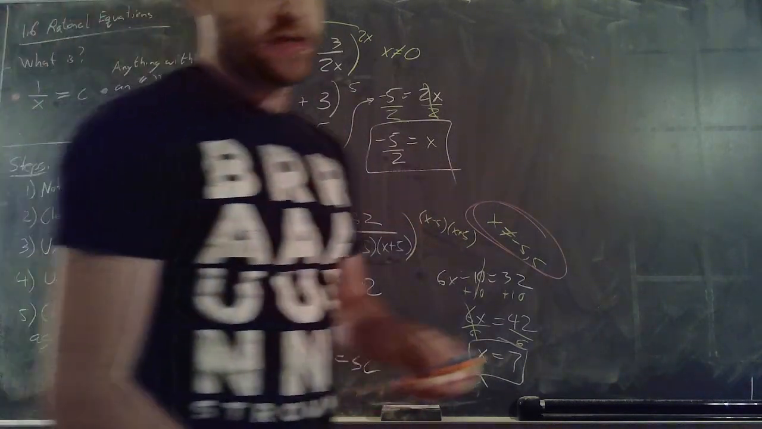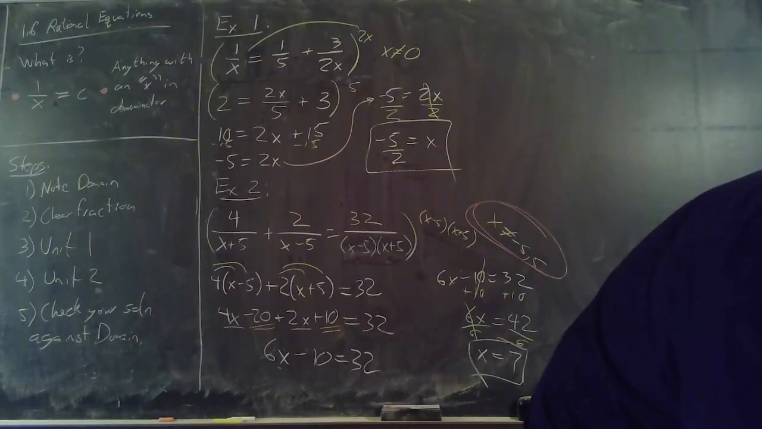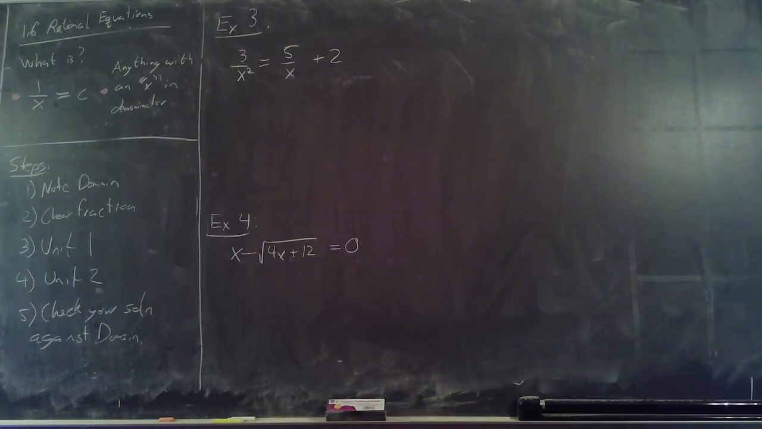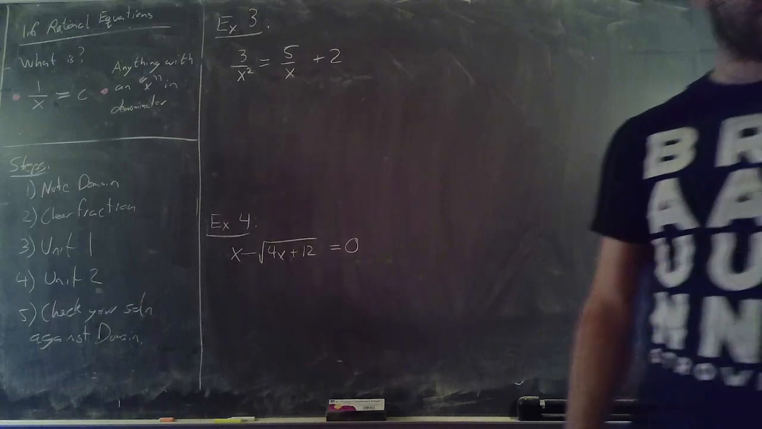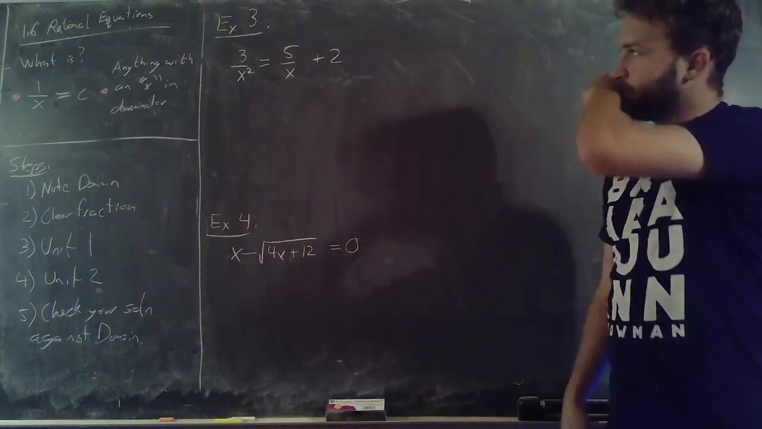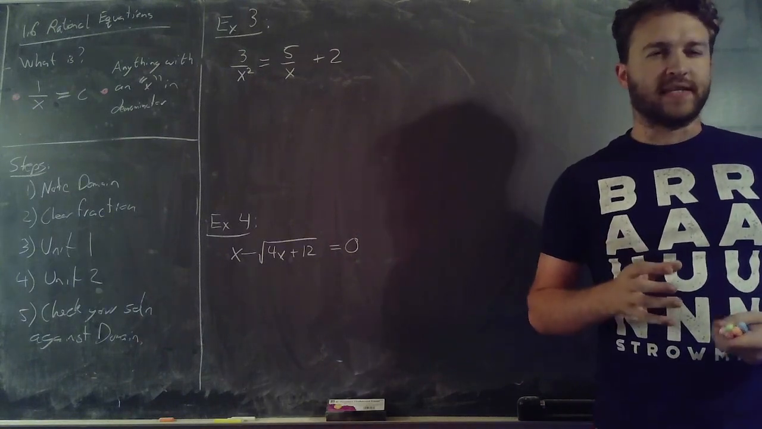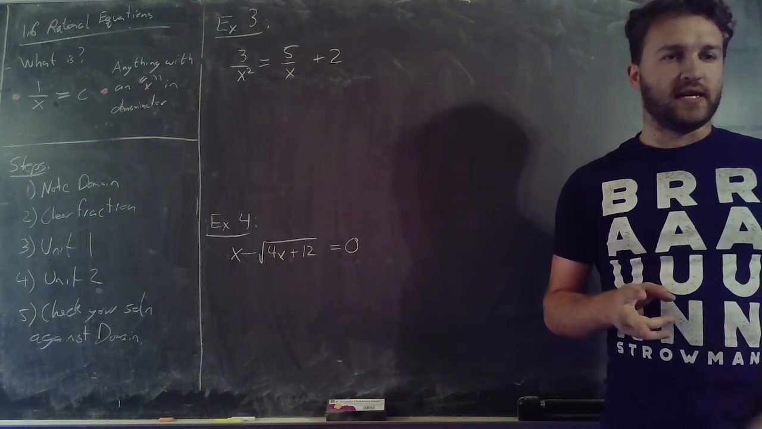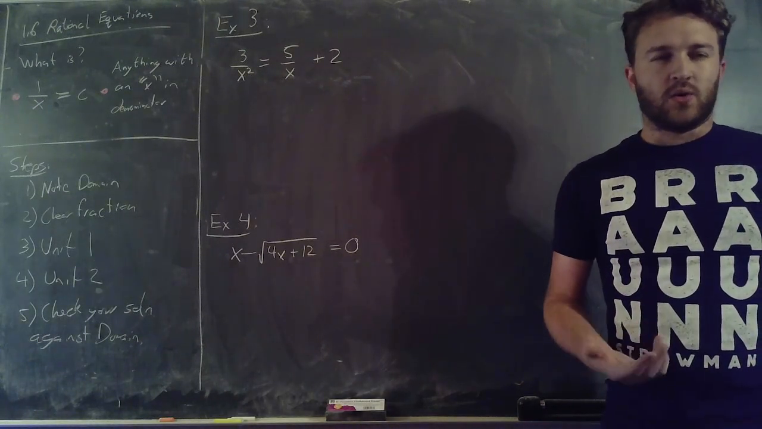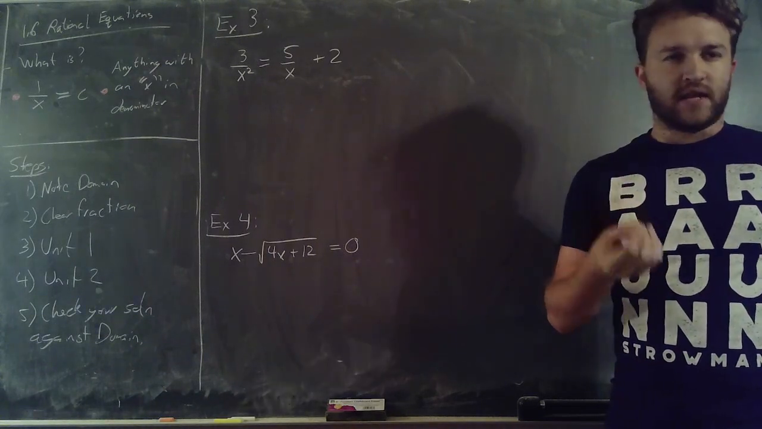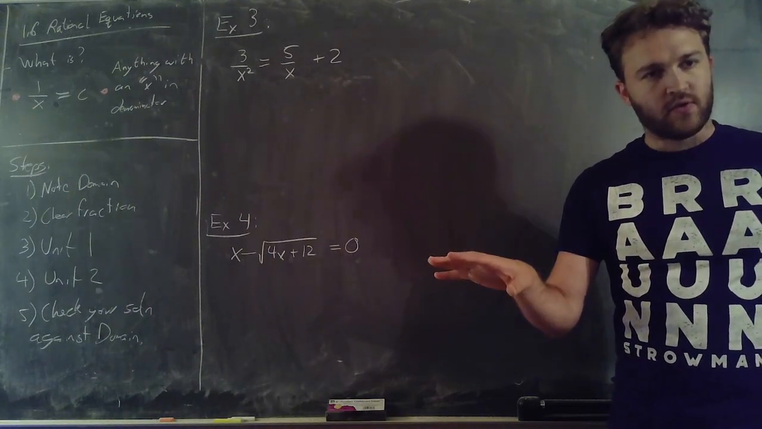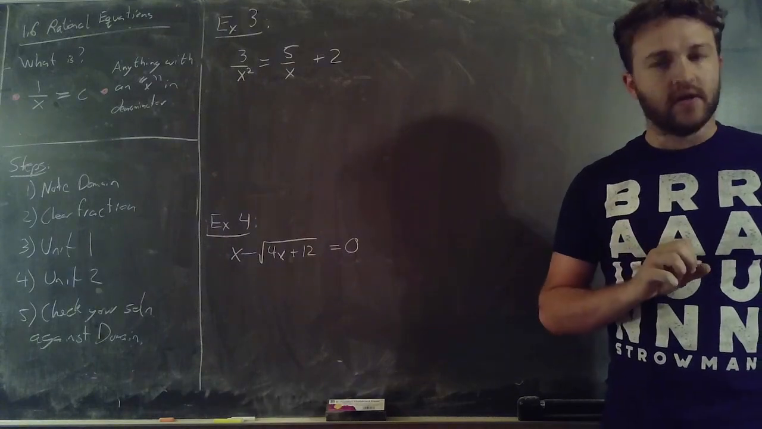Okay, let me clean up the board. Okay, so I've cleaned up the board, and there's 2 more examples here. Rational equations, they all sort of work the exact same way as the 2 that we did to begin with. The only difference is, do I get a linear equation that I have to solve, or do I get a quadratic equation that I have to solve?